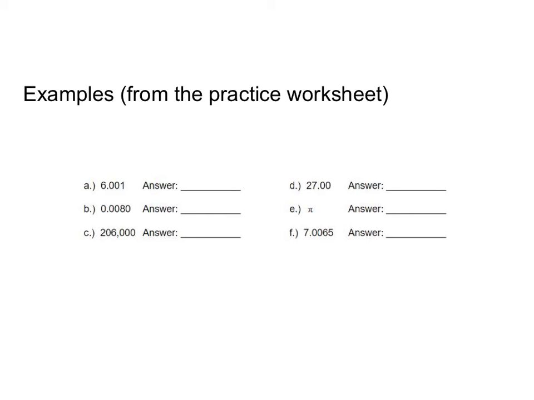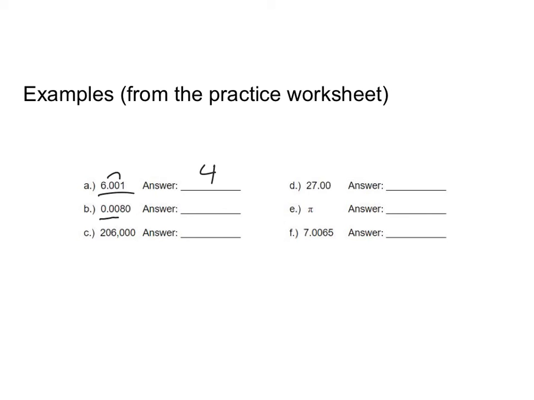So there is a practice worksheet. Again, this practice worksheet is optional. If you want that extra practice, awesome. If you don't, awesome. So here I'll do these 6 little examples. 6.001. These zeros are bounded by non-zero digits, which means that this has 4 sig figs. 0.0080. These zeros preceding the first non-zero are not significant.